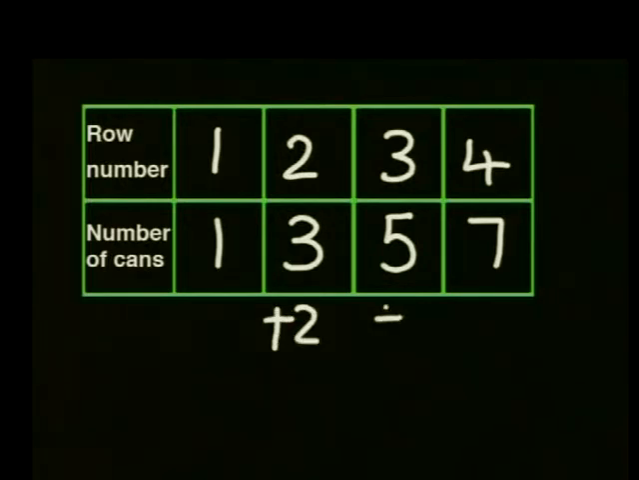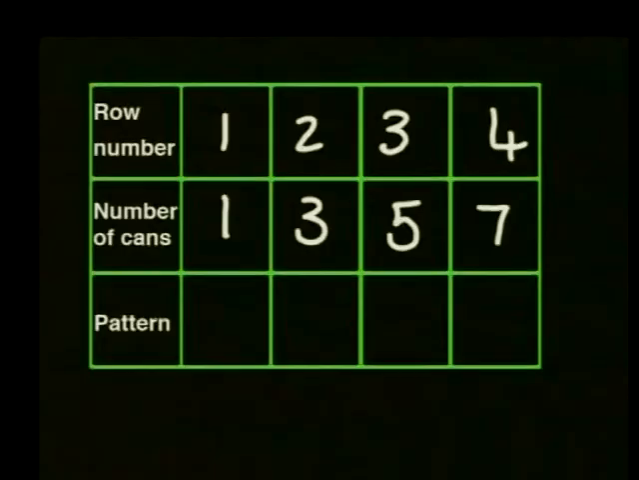Here we added 2, and here we added 2. So it looks like we can find the number of cans in a row by adding 2 to the previous row. Before we go on, let's add a row to the table. This row will be to describe the pattern, the link between the first 2 rows.